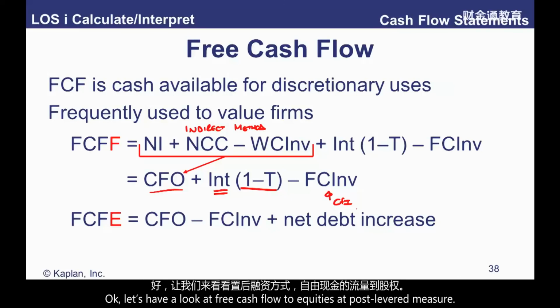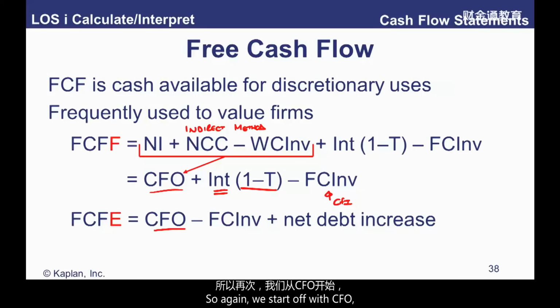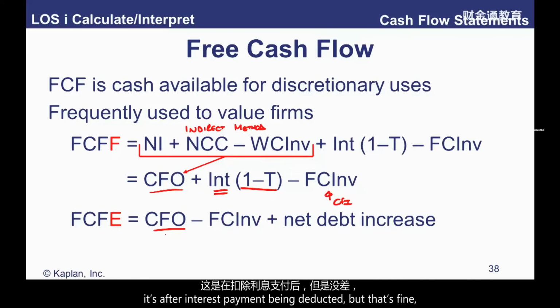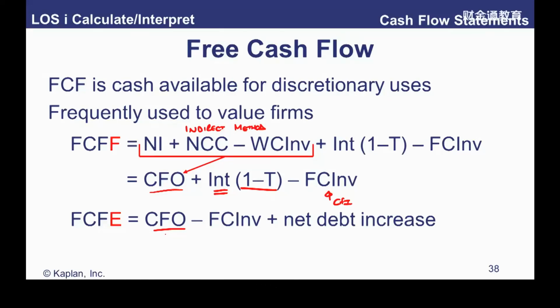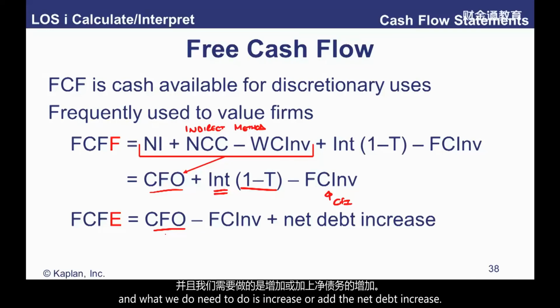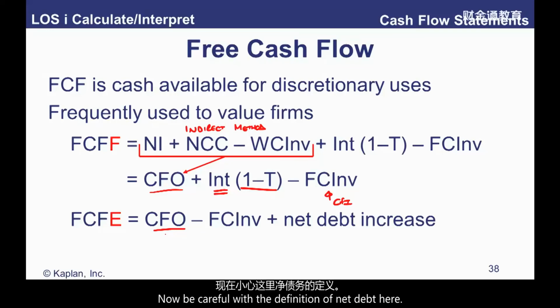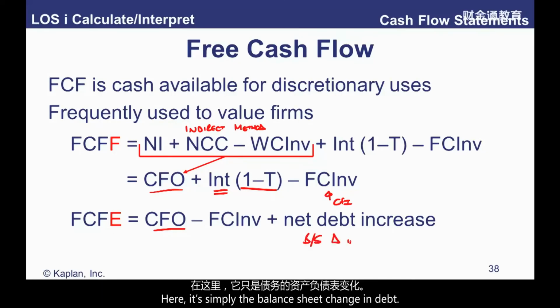Okay, now let's have a look at free cash flow to equity. It's a post-levered measure. So again, we start off with CFO. It's after interest payments have been deducted, but that's fine because it's a post-levered measure, so we don't need to add back the net interest. What we do need to do is subtract the fixed capital investment, the capex, and increase or add the net debt increase. Now be careful with the definition of net debt here. Here, it's simply the balance sheet change in debt.